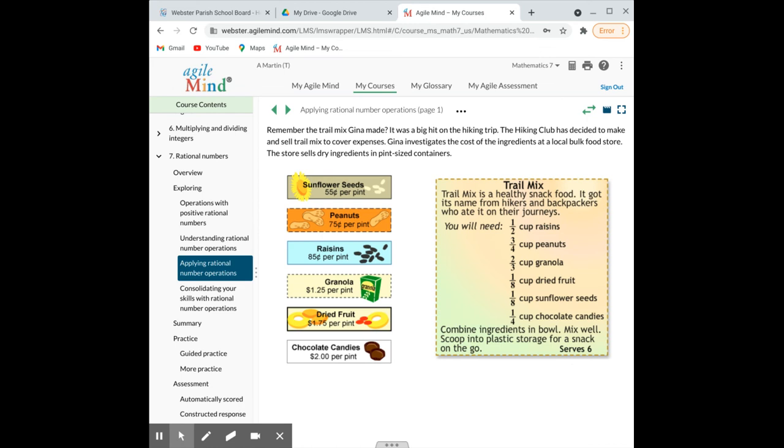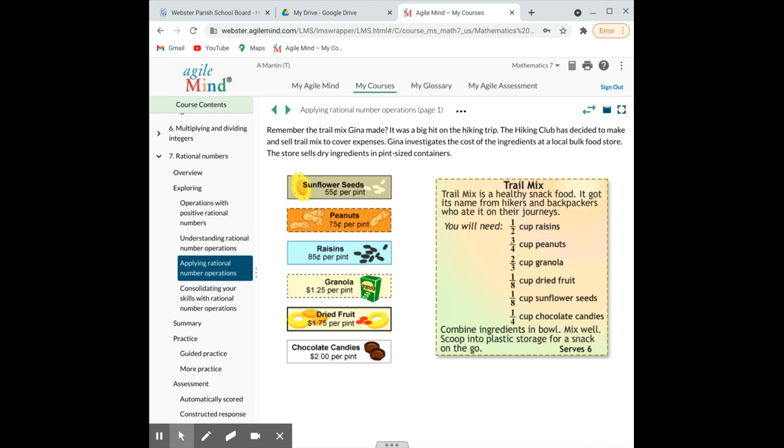Yes, sir. Remember the trail mix that Gina made? It was a big hit on the hiking trip. The hiking club had decided to make and sell the trail mix and cover expenses. Gina investigates the cost of the ingredients at a local bulk food store. The store sells dry ingredients in pint-sized containers.